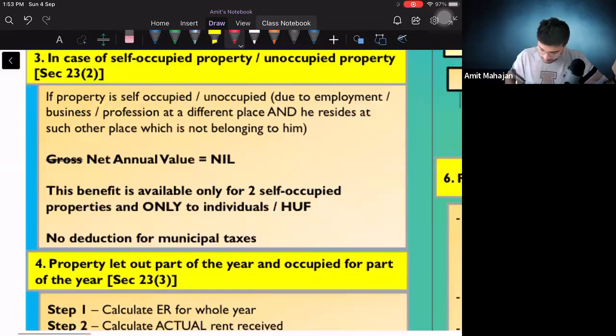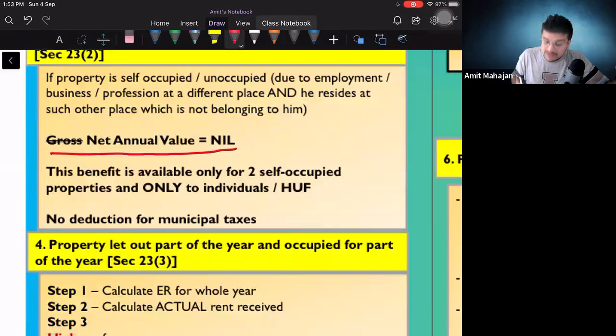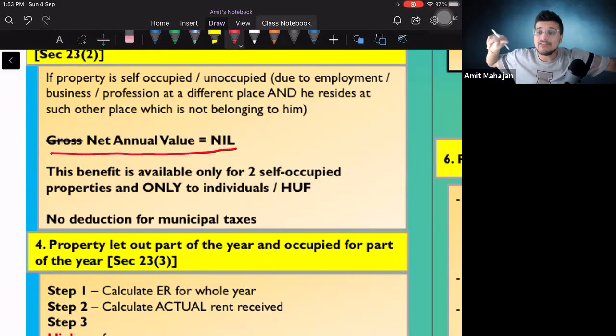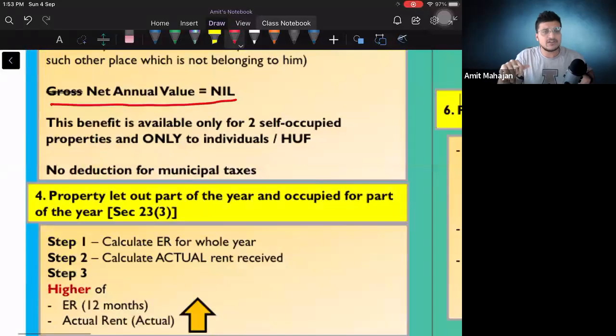Perfect. Now इधर उन्होंने वही बोला है, in that case NAV is equal to zero. मतलब क्या? म्यूनिसिपल टैक्सेस दिए होंगे एग्जाम में. Municipal taxes, fair rent, standard rent. We are not required to consider that because my direct NAV is what? Zero. So don't think in those lines because they will give a lot of information, but we have to pick the information which we want. Perfect, everybody. So this benefit is available only for two self-occupied properties and only to individuals and HUF.